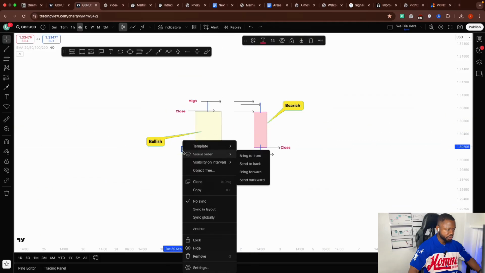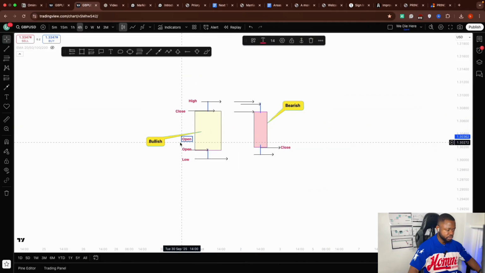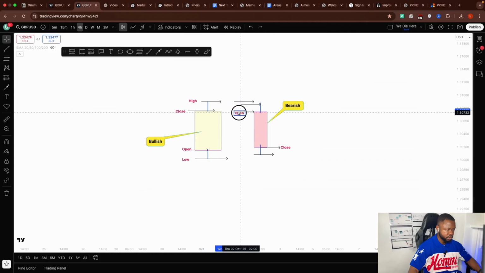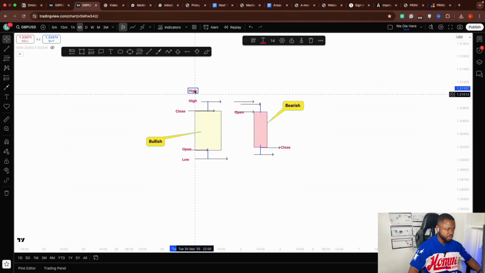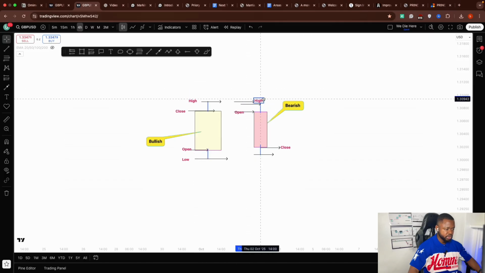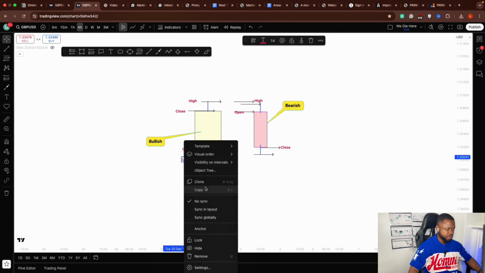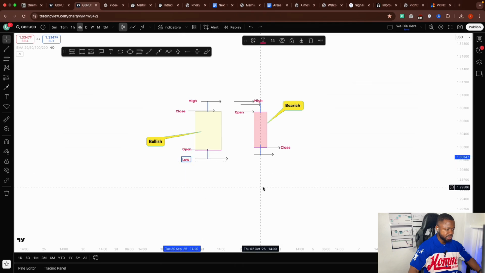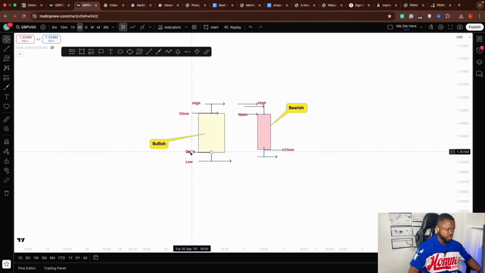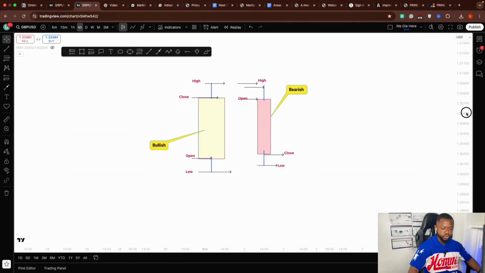So close, open. Let's put it here. This is going to be the open. This is going to be the high. And this is going to be the low. One second. This is going to be the low.